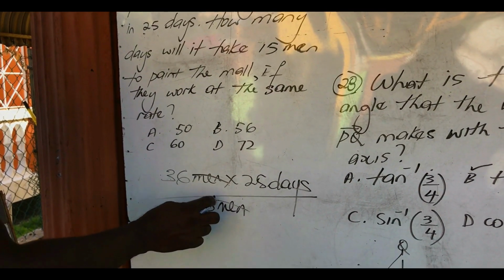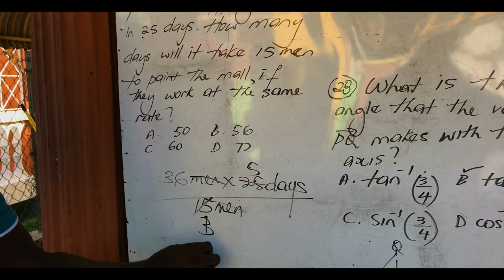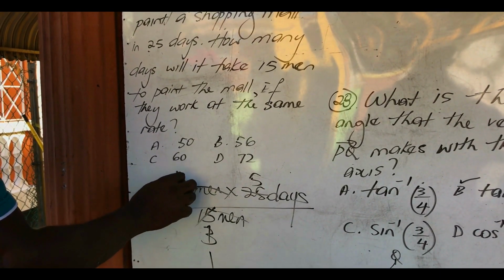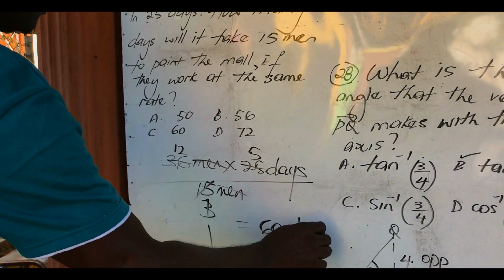So we can use 5. 5 into 15 is 3. 5 into 25 is 5. 3 into 3, 1. 3 into 36 is 12. 12 fives will give us 60. So what we have here is 60 days.